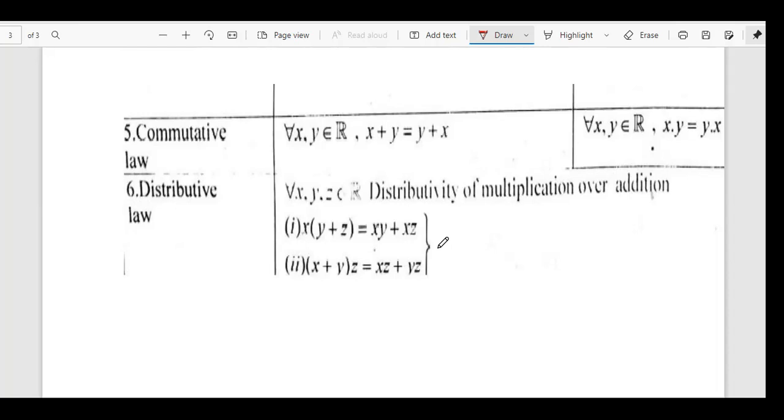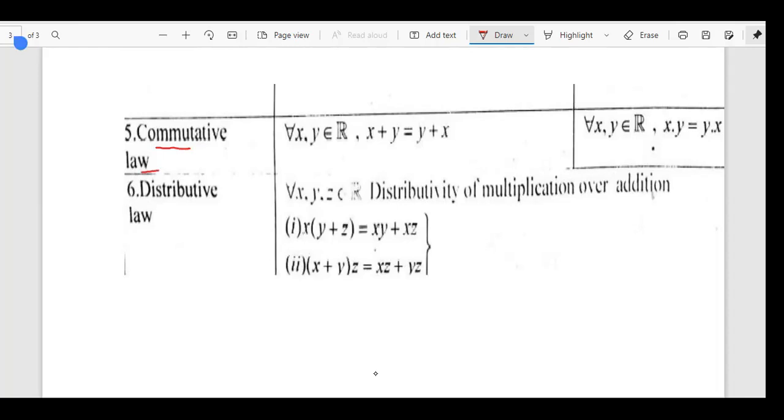Okay, right. So far we have discussed 4 laws which were important for an operation to be a binary operation: closure law, associative law, inverse law, and identity law, right? And now we only have 2 left, which are very, very simple. One is the commutative law. I told you already that this is the commutative law.